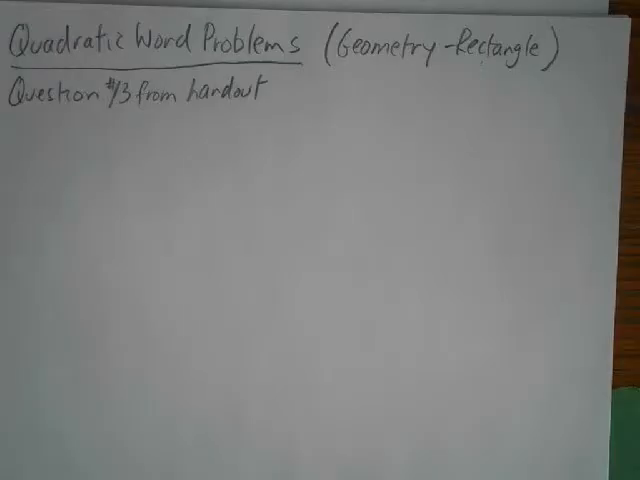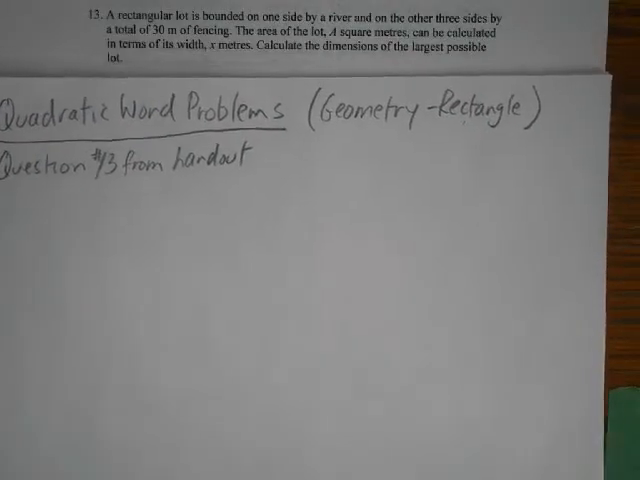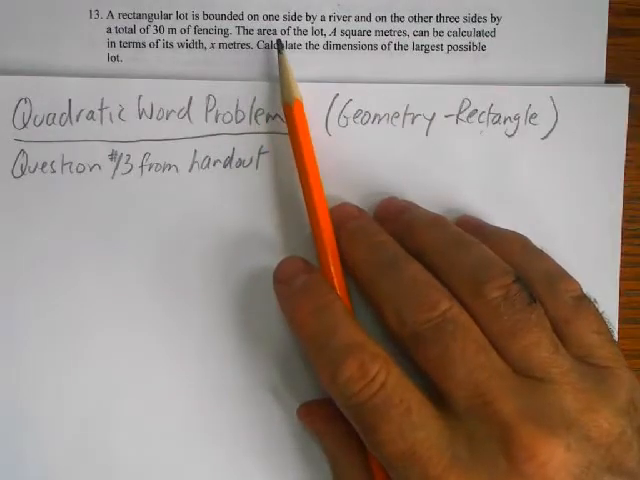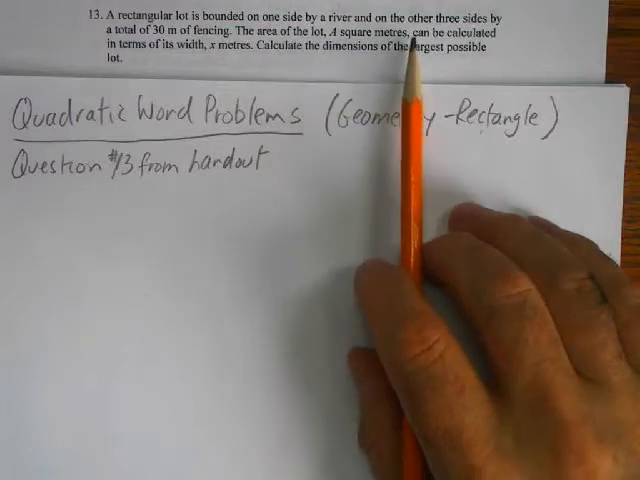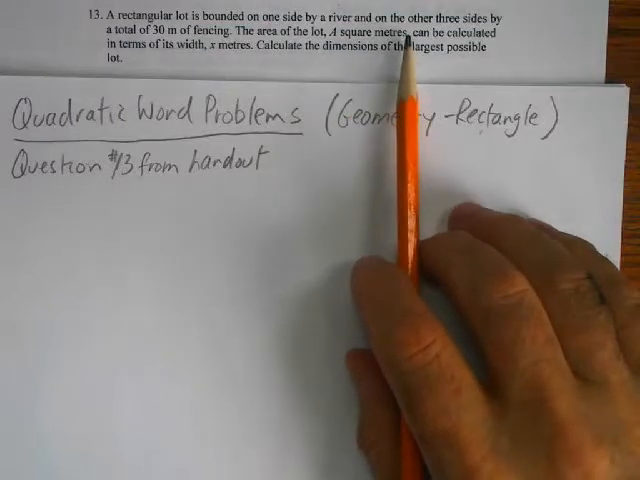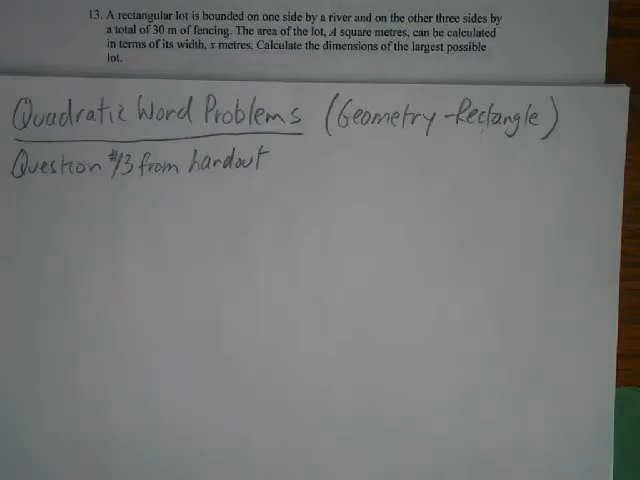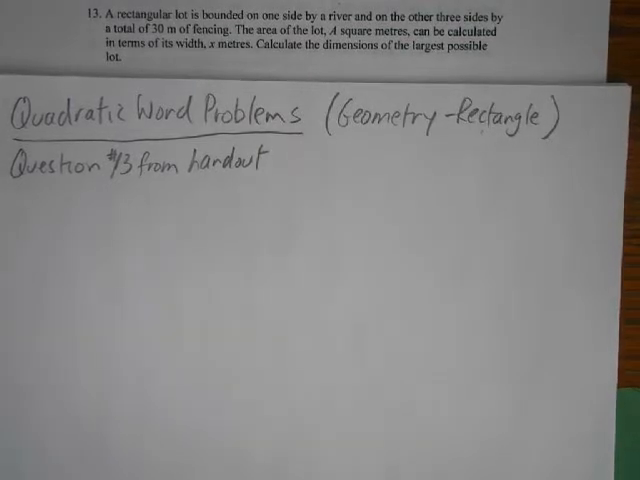I'm going to take question 13 from the handout, which is right here. It says a rectangular lot is bounded on one side by a river and on the other three sides by a total of 30 meters of fencing. The area of the lot, A square meters, can be calculated in terms of its width, x meters. Calculate the dimension of the largest possible lot.